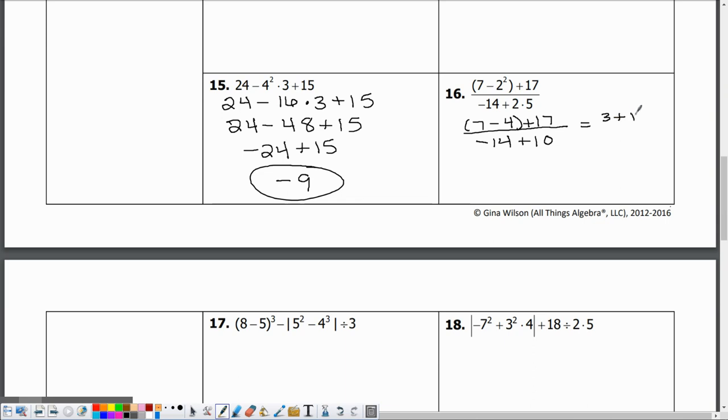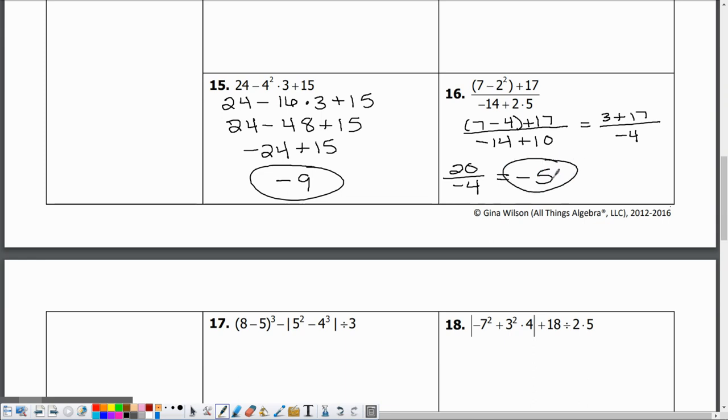So I have 3 plus 17, and then all over negative 14 plus 10. And that's going to give me negative 4. Then I have 3 plus 17, and it's 20 over negative 4. And now I can do my division. 20 divided by negative 4 is a negative 5.